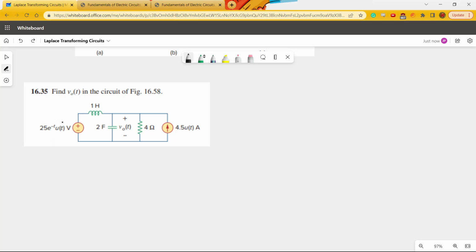This 25 e to the negative t u of t voltage source does have a function in front of it, but if there's a function multiplied by the unit step function where the unit step function is at 0, then we can simply transform this. So let's write our voltage source here, the transform of this bit. We can ignore this bit, we can just focus on this bit. So this is 25 e to the negative t, which gives us 25 over S plus 1.